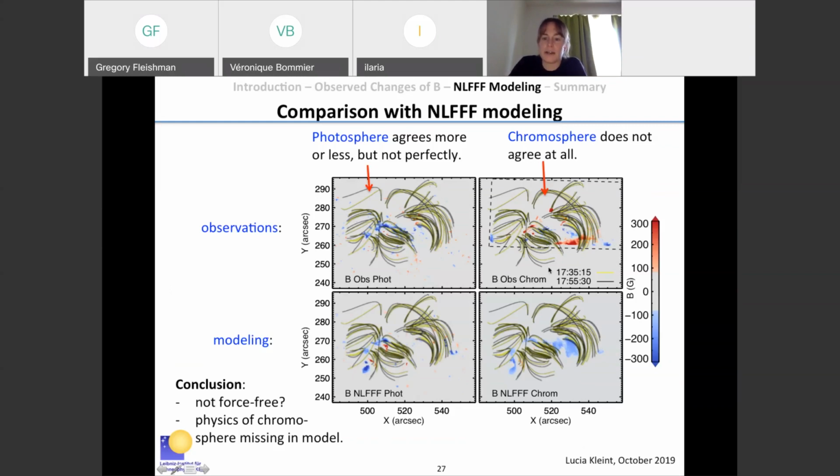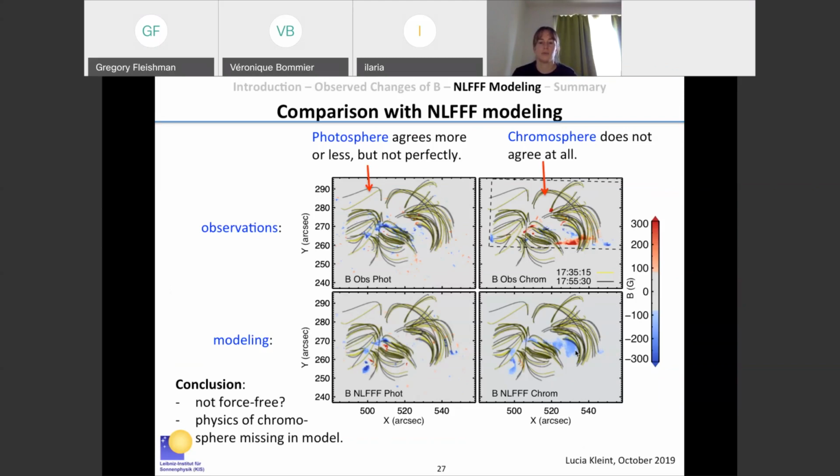Yes, so here the red area means the magnetic field changed by 300 Gauss within about 5 minutes. On the bottom plot, in the modeling one, we see a big blue area, which does not coincide with anything else. So that means that the model reproduced changes in an area where they were not observed, mostly at the loop tops and not at the loop foot points.